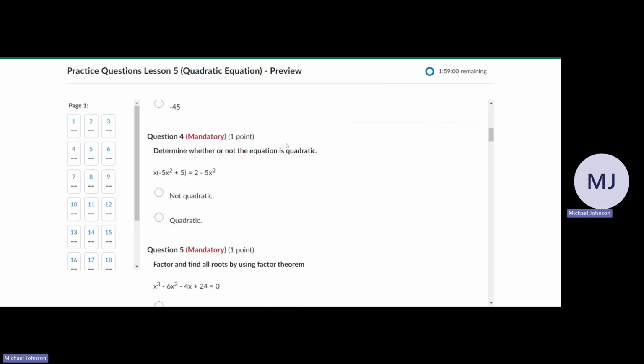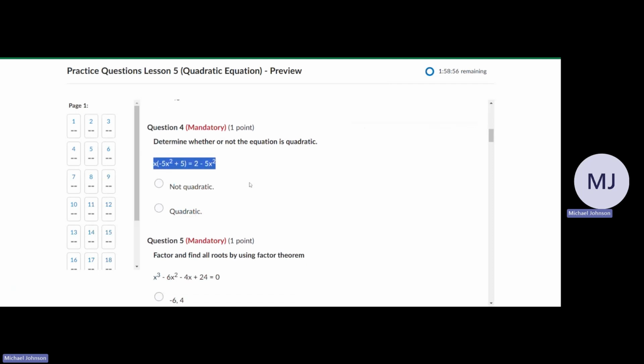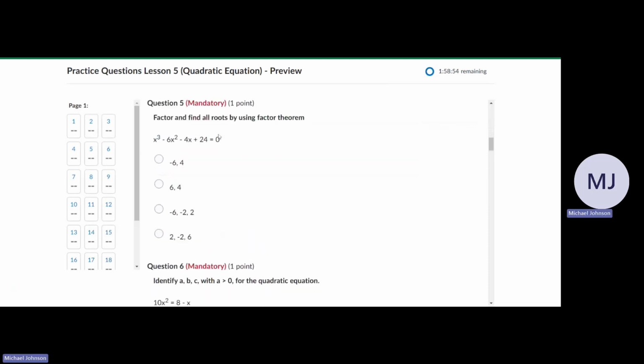And then determine if this is a quadratic, bringing everything to one side, and then determine if it takes the quadratic form. Here, find all roots using the factor theorem. So you can test numbers in. So you can test all these numbers in these. So put these numbers into the equation and see if it equals 0. If it equals 0, that's a root. So test all these numbers, plug all these numbers in the equation, and whatever numbers give you 0 as the answer will be a root.